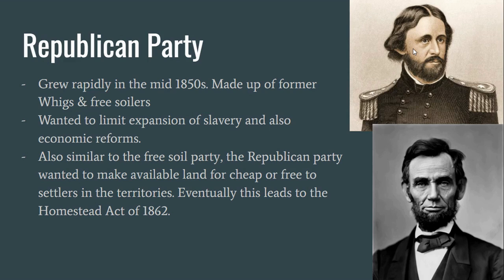Very similar to the Free Soil Party, the Republican Party wanted to limit the expansion of slavery in the territories and also wanted to institute economic reforms. Another major plank of the party was to make available land for cheap or free to the settlers. Eventually, this leads to the Homestead Act of 1862.